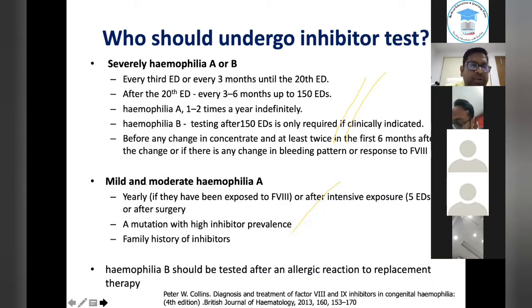Who should undergo inhibitor testing? Severe hemophilia A or B, every 3rd exposure day or every 3 months until the 20th exposure day. After the 20th exposure day, every 3 to 6 months up to 150 exposure days. For hemophilia A, 1 to 2 times yearly after that they should undergo inhibitor testing. Hemophilia B, testing after 150 exposure days. Mild and moderate patients can undergo yearly testing, or whenever there is a mutation with a high inhibitor prevalence or a family history of inhibitors.